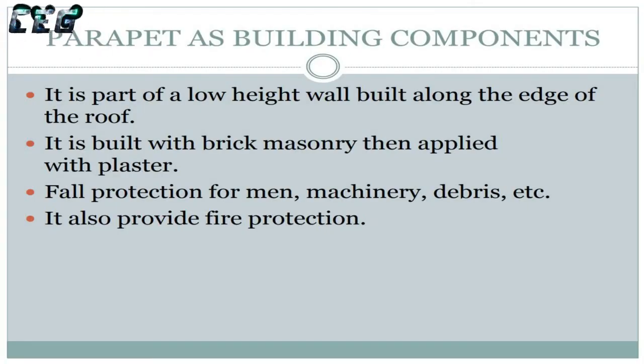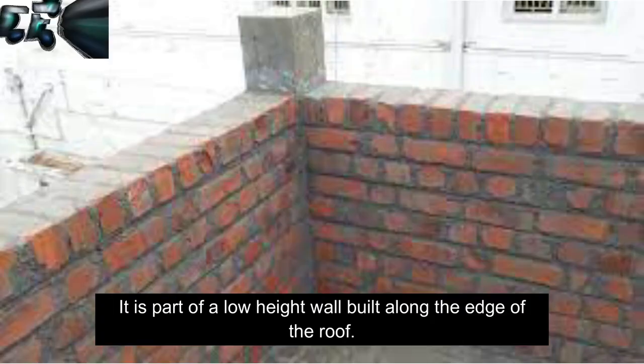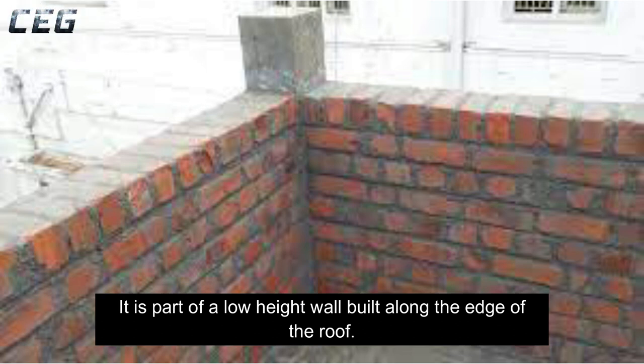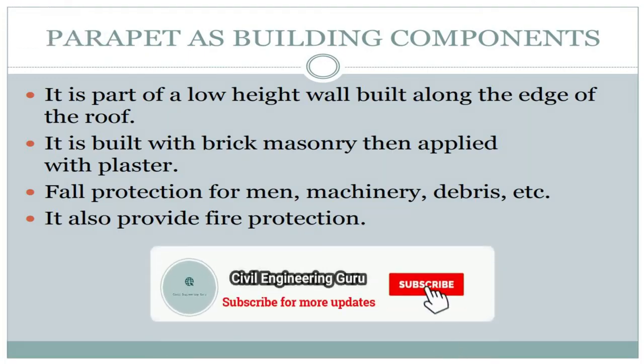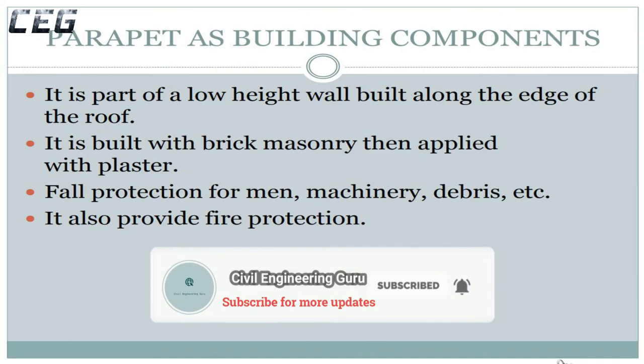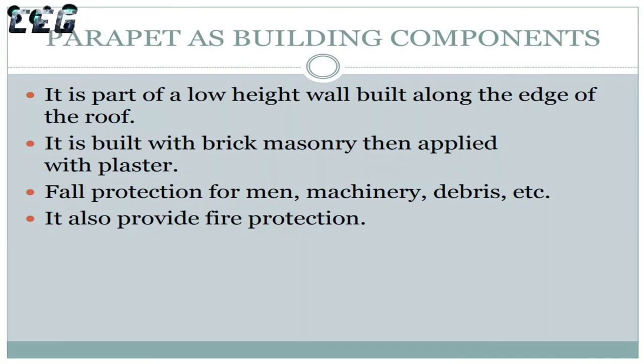Parapet is a building component. It is a low-height wall built along the edge of the roof. It is built with brick masonry, then plastered. It provides fall protection for men, machinery, debris, etc. It also provides fire protection.